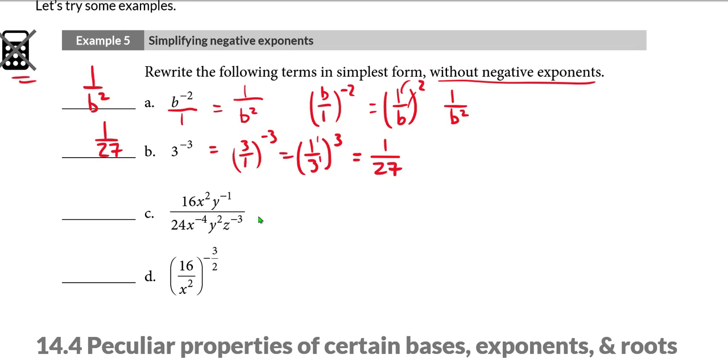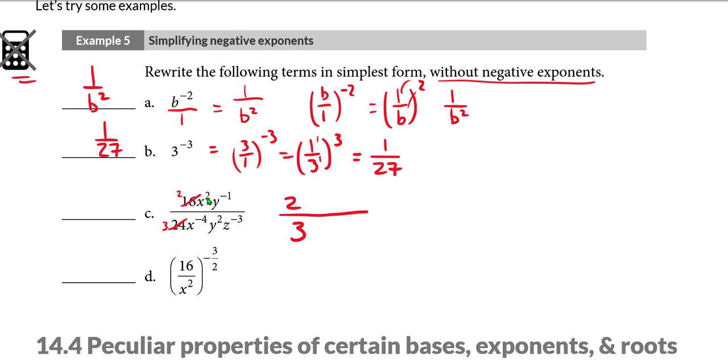The next item here, example 5c, we have 16x squared y to the negative 1 over a bunch of other stuff. So let's take this one term at a time. We'll do our constants, our coefficients, then we'll do our x's, our y's, and our z's. So 16 over 24, 8 goes into both of those. That's 2 and 3. So we're going to have a 2 up there and a 3 down there.